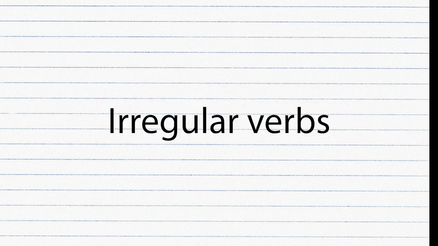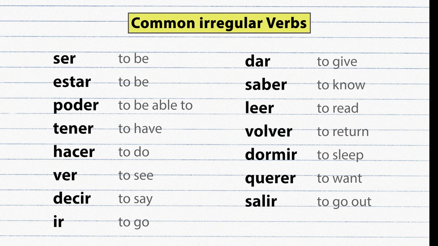Some of the most commonly used verbs in Spanish are irregular verbs, so it's very important to learn and remember the irregular verbs in order to conjugate them correctly. You don't have to memorize every single irregular verb in Spanish. You can start by memorizing the most common irregular verbs. Here's a list of some of the most commonly used irregular verbs in Spanish: ser, estar, poder, tener, hacer, ver, decir, ir, dar, saber, leer, volver, dormir, querer, salir.